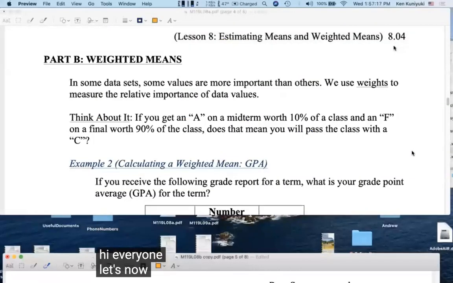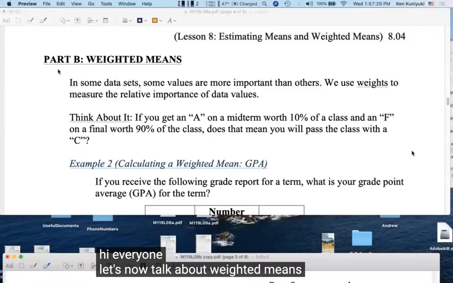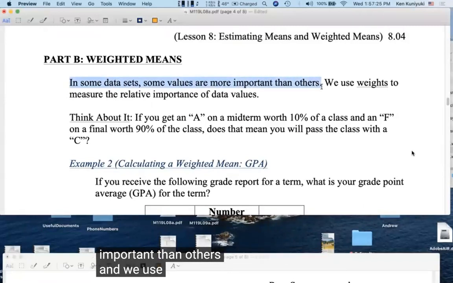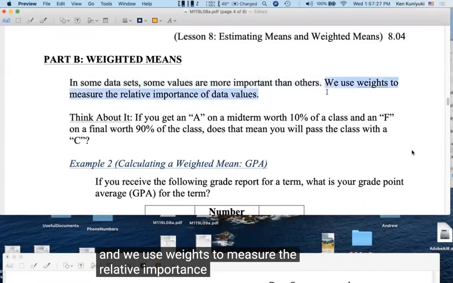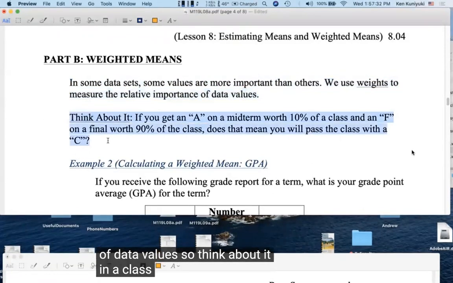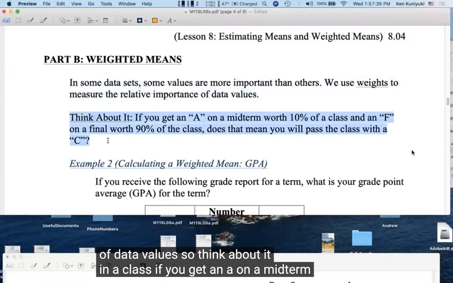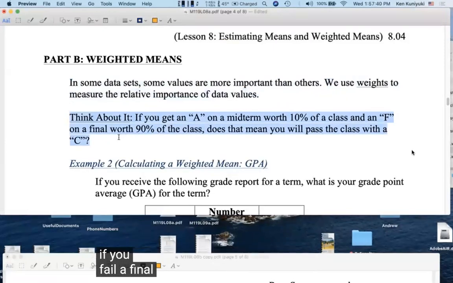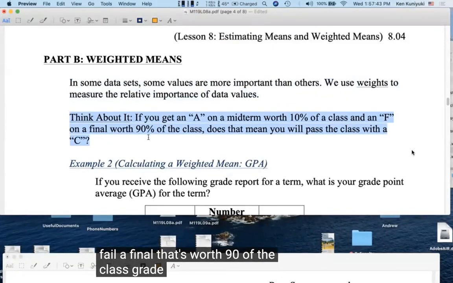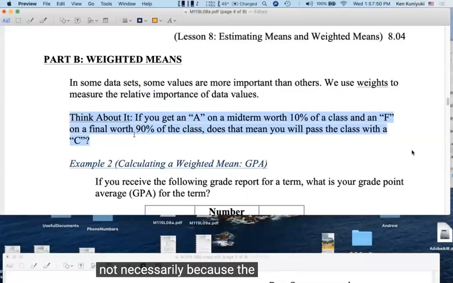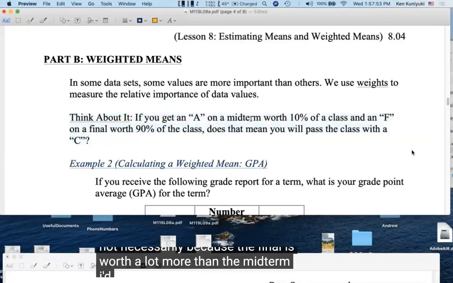Hi, everyone. Let's now talk about weighted means. In some data sets, some values are more important than others, and we use weights to measure the relative importance of data values. So think about it. In a class, if you get an A on a midterm that's worth 10% of the class grade, and if you fail a final that's worth 90% of the class grade, does that mean that things balance out and you pass the class with a C? Not necessarily, because the final is worth a lot more than the midterm. I'd say you probably failed.